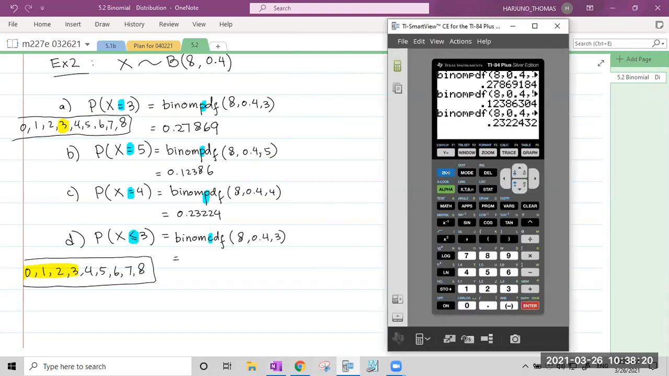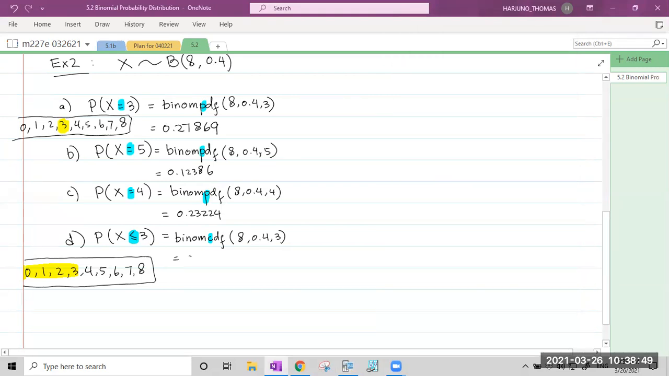How to use the calculator? That will be Binomial Cdf, which is right below Binomial Pdf. The number of trials here is 8. The probability of each success is 0.4. The cumulative up to 3 successes. And that will be 0.59409.